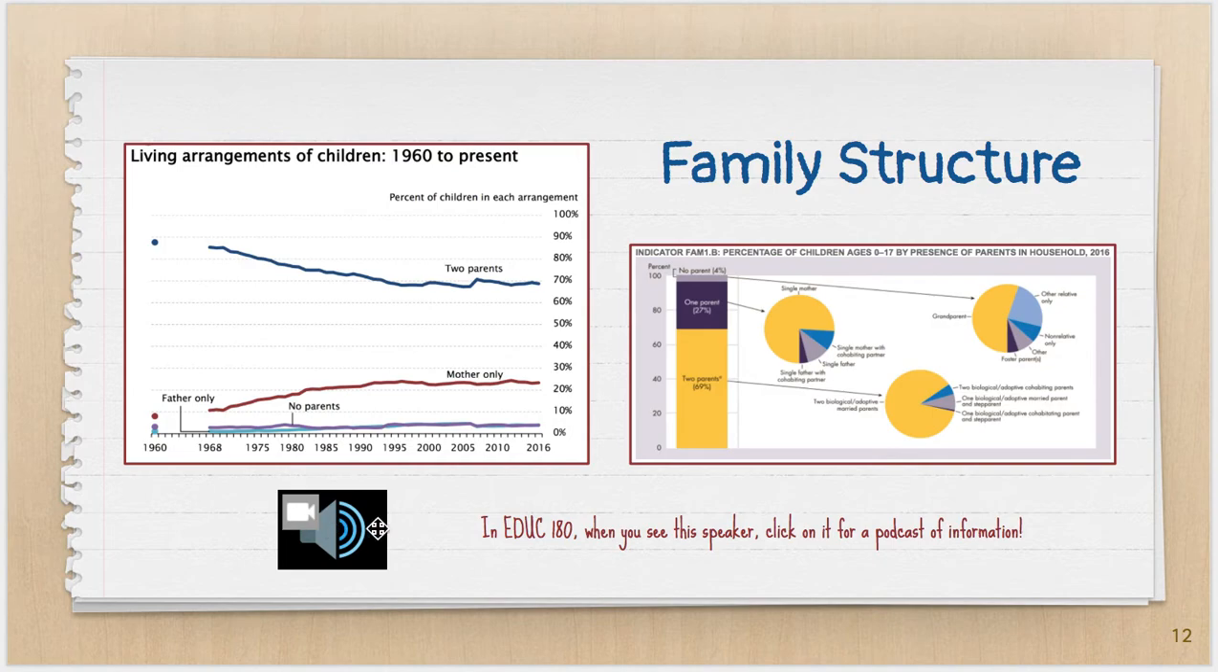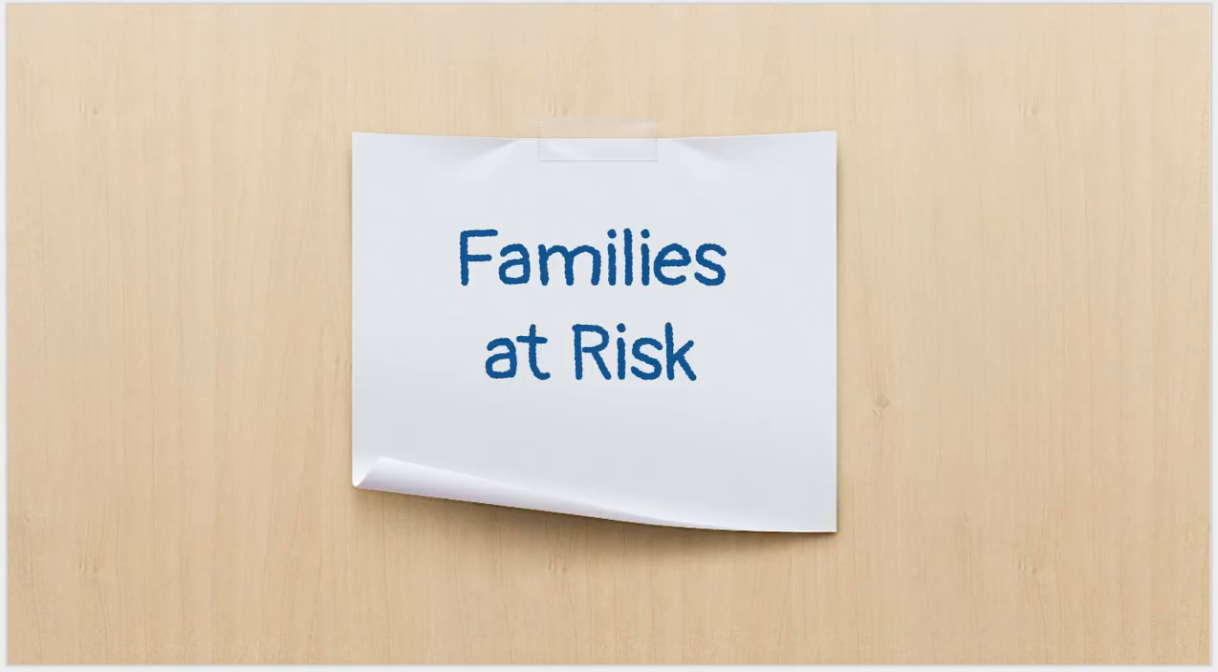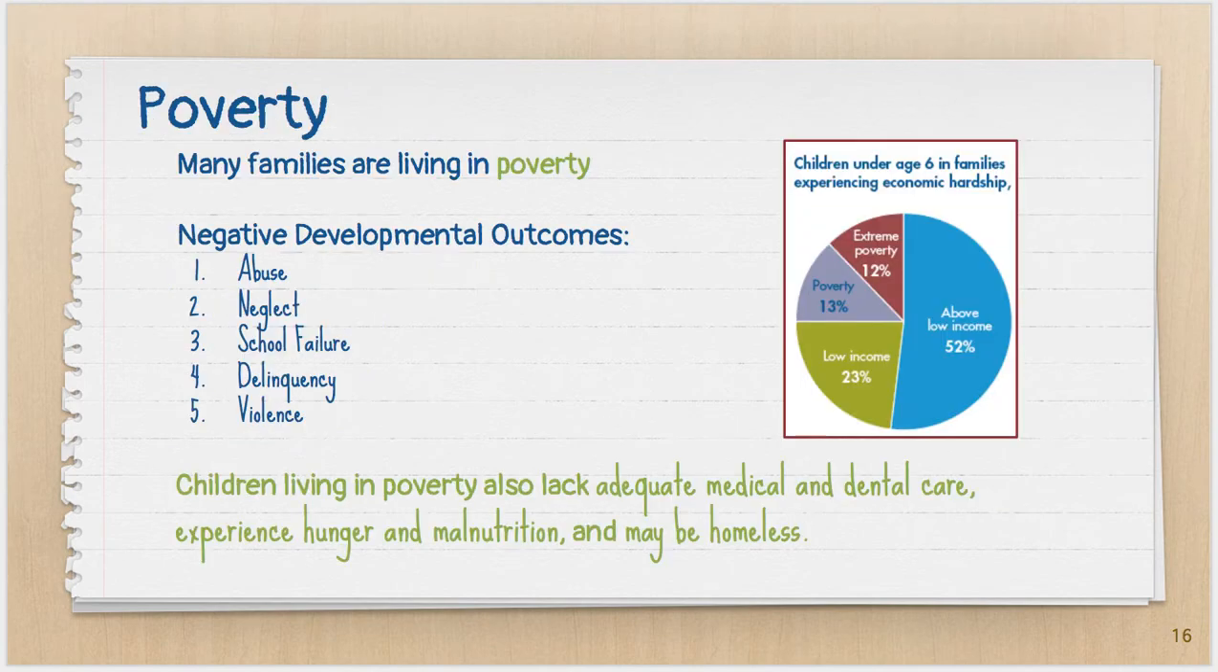On the next 2 slides, you'll notice this little video icon of a speaker. And I have a little informational sentence that when you see that icon, you are going to click it and it will be a podcast of information. Now, it is within YouTube, but there's nothing there but audio. You'll have the same thing on the next slide about language. And then we'll move into learning about families at risk. You can read about the different risk factors and be sure to check out the graphic. The same thing on the next slide.